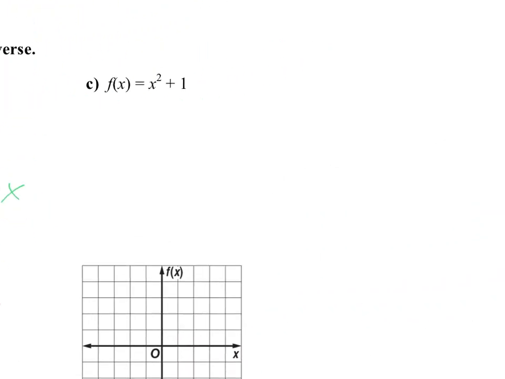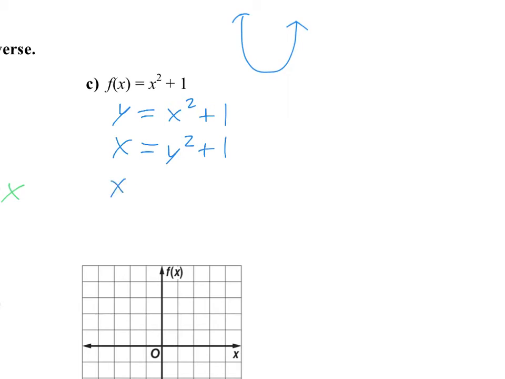Okay, so let's follow those steps again. You make f of x equal y. We know that the original is going to look like a parabola. Keep that in mind. Okay, so then x and y trade places. And now we're solving for this new y value.